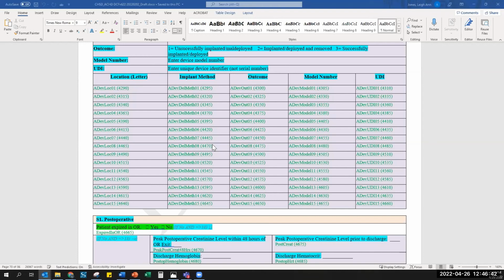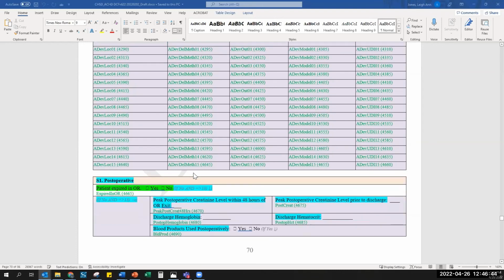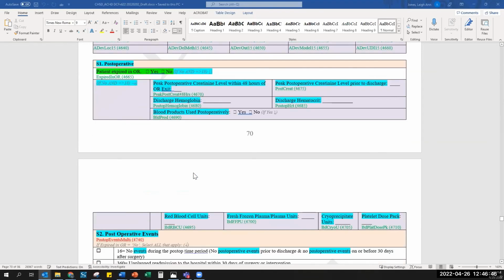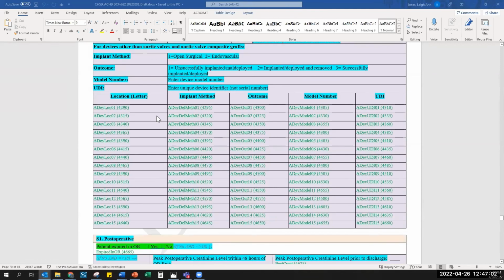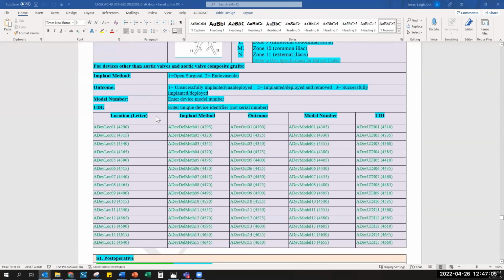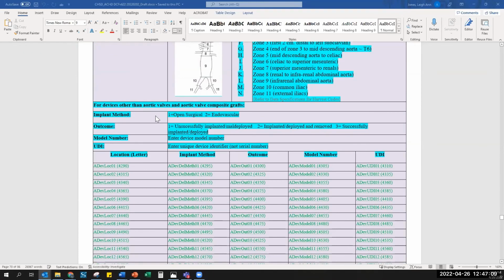Okay, it looks like we have a question. Let's see what the question says. For a TEVAR graft of the right SCA to carotid, would you put the device under the devices? No. If the graft is from the right subclavian to the carotid, that doesn't go in aortic devices. That goes into your arch branch management.